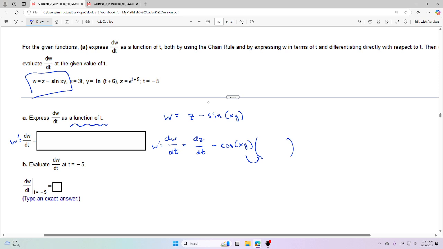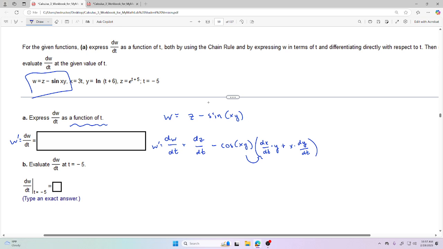So the derivative of the first would be dx dt times y, plus, and then you take the derivative of the second one. So you say x times dy dt. That's your answer. What? This is that dy dx implicit format.